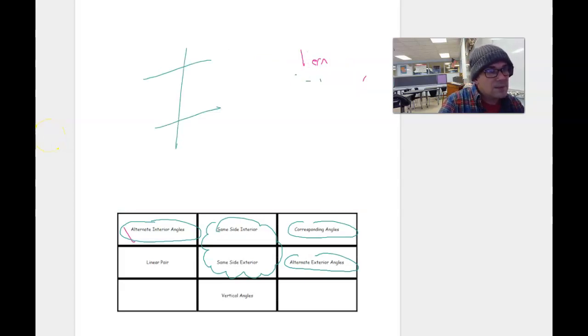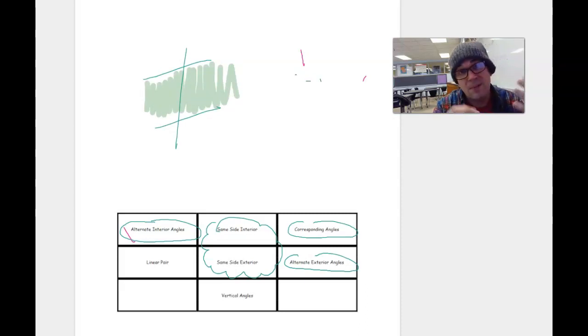Delete. So, same side, interior. Well, interior. Let's start with that word. Interior is between the lines. Same side. So, obviously, before we were talking about alternate interior, this is same side interior.